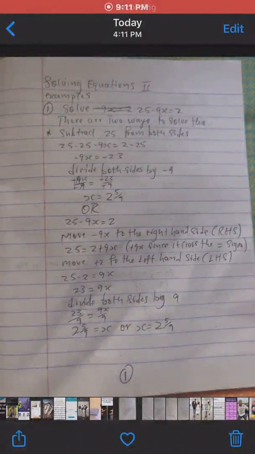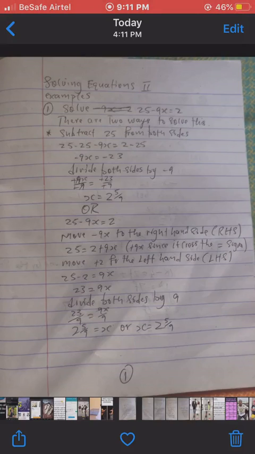Okay, good morning, class. In continuation to our last week's topic, we are going to be solving more examples on equations. And here on this slide, I have an equation that is in your textbook, but I'm going to explain as we go further. Now we have 25 minus 9x is equal to 2.